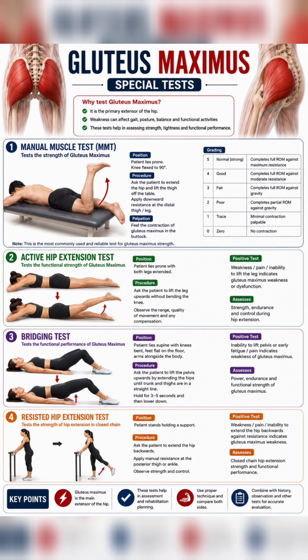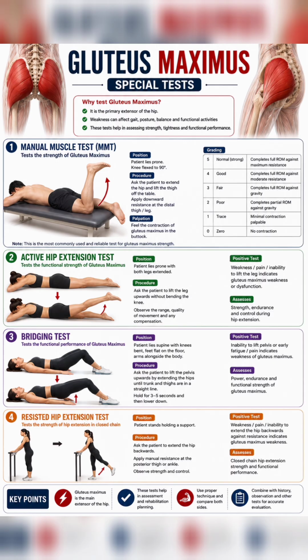Position of the patient: the patient should lie prone, with knee flexion up to 90 degrees. Procedure: ask the patient to extend the hip and lift the thigh off the table, then apply downward resistance at the distal thigh or leg. Palpation: feel the contraction of the gluteus maximus in the buttocks region. So you can grade according to the weakness.